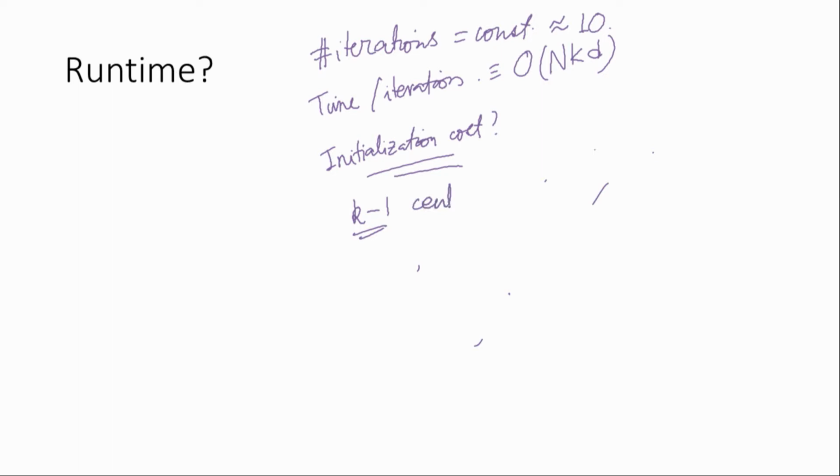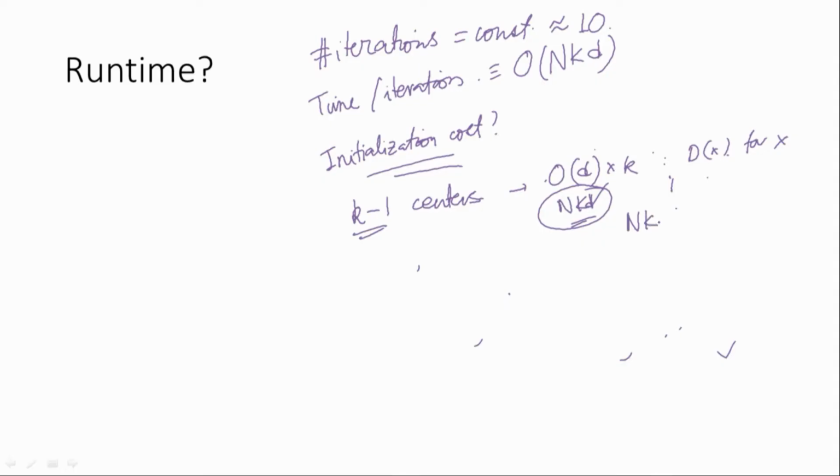So what is the time for this? Let's say we have chosen k minus 1 centers already. Now for every point, we compare with each of the centers in time order d times k, and that gives me the D of x. So the D of x for all x is n times kd. And then we sample, and we do this for k number of steps. So nkd times k, because for choosing every center we have to do this. So the time for initialization is order n k square d.